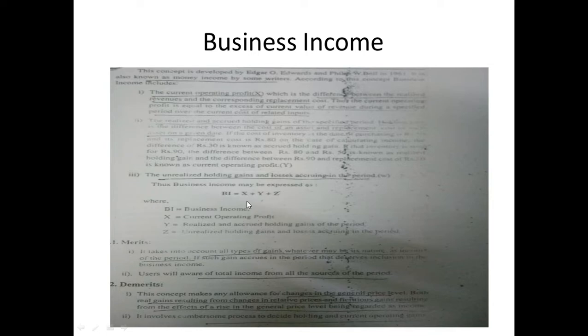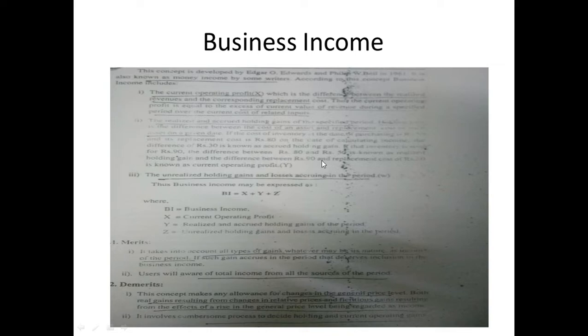Now, business income says this whole thing. Business income is all the three put together: current operating profit, realized and accrued gain, and unrealized gain. All the three put together is basically called your business income. So current profit is how much? That 30 rupees. How 30 rupees? It means in this case 80 is the ending value of the inventory, and 50 is the opening value of inventory. So 30 is the current operating profit, right?